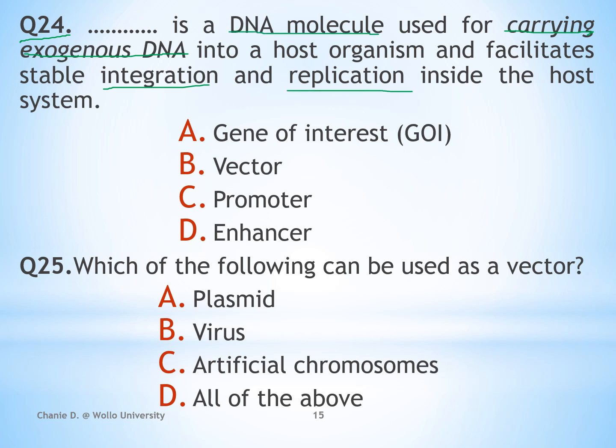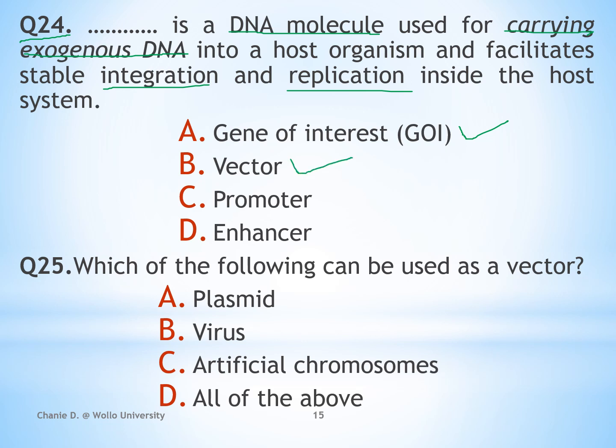And DNA molecule is also another keyword. In this question, we try to define each alternative and we'll get the answer there. So, gene of interest, GOI, is the DNA molecule or DNA sequence, nucleotide sequence, which carries a gene of interest, that is a desired trait, the one which carries the desired traits.